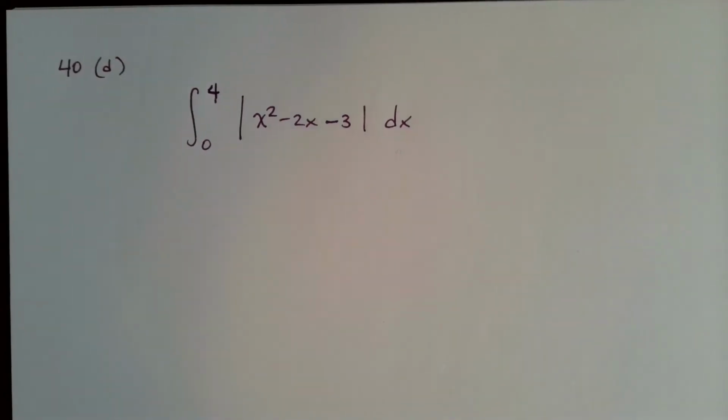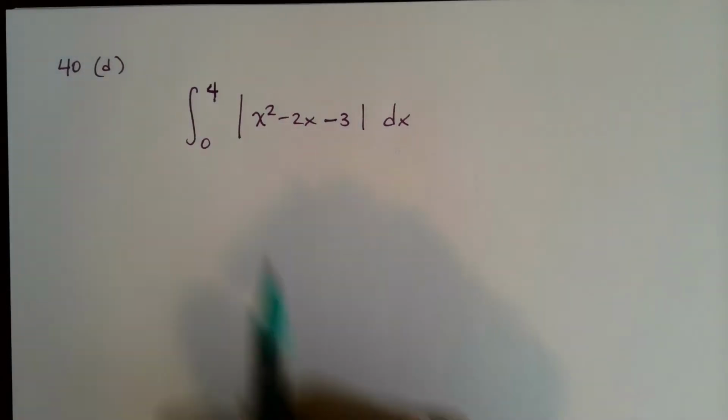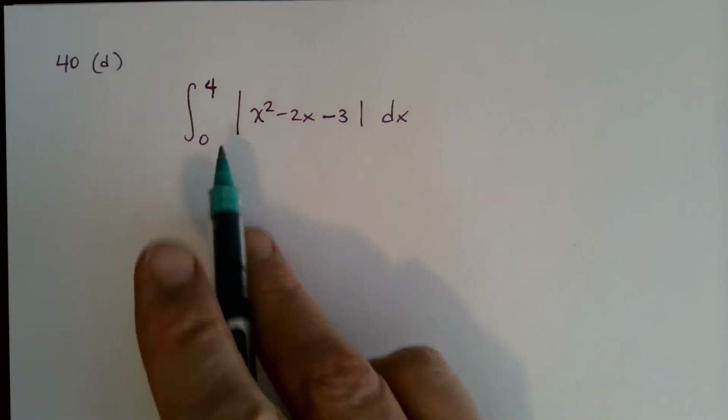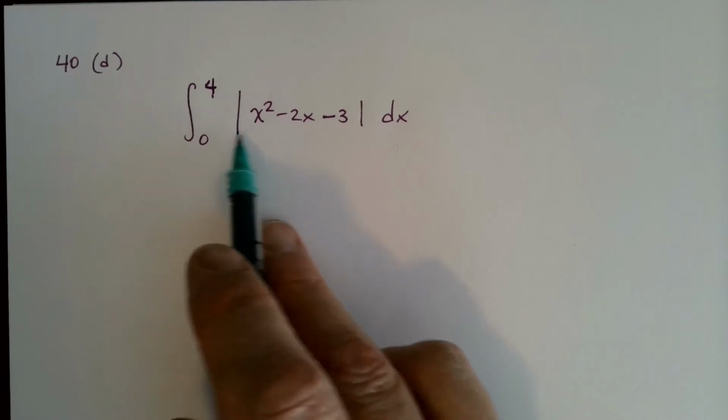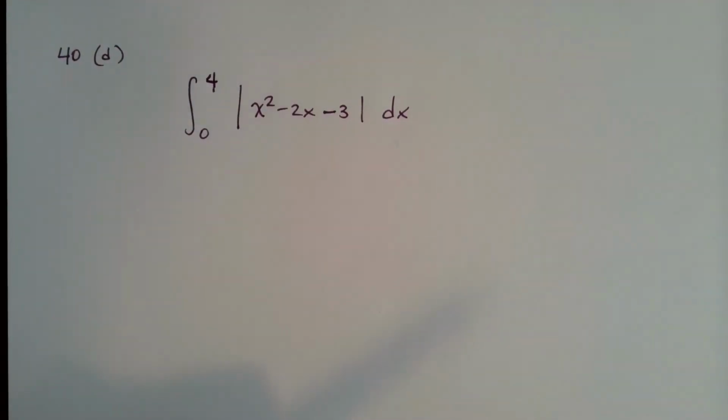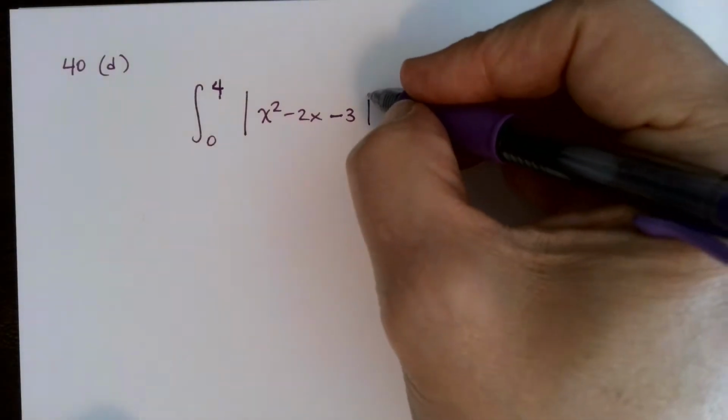So we'll take a look at 40, part D. Number 40 deals with definite integrals involving the absolute value of a function. This is the integral from 0 to 4 of the absolute value of x squared minus 2x minus 3. It's real important: you just can't get rid of these absolute value bars and straightforwardly integrate from 0 to 4.